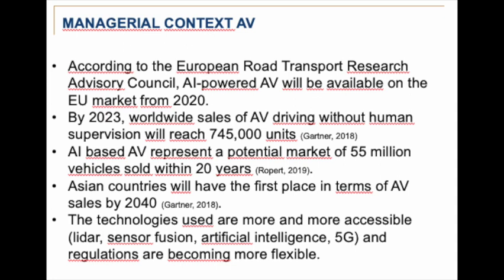According to the European Road Transport Research Advisory Council, AI-powered AV, or autonomous vehicles, will be available on the European market from 2020. By 2023, worldwide sales of AVs driving without human supervision will reach almost 1 million units, according to Gartner 2018. AI-based autonomous vehicles represent a potential market of 55 million vehicles sold in 20 years. Asian countries will have the first place in terms of sales by 2040, and the technologies used are more and more accessible through new technologies such as AI and 5G.